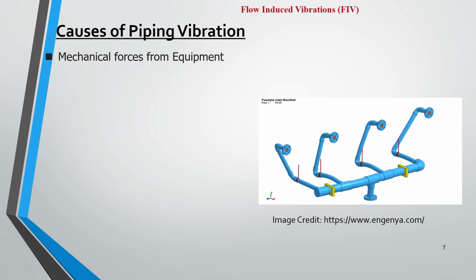causes are, first, mechanical forces from equipment. We know that in any processing plant there will be various equipments, but the majority of the vibration is caused by rotating or reciprocating types of equipment. So mechanical forces from equipment are caused by excitation forces of reciprocating or rotary equipment. Some examples are pumps, compressors, reciprocating pumps, etc.